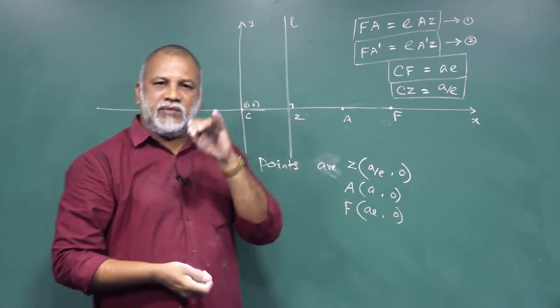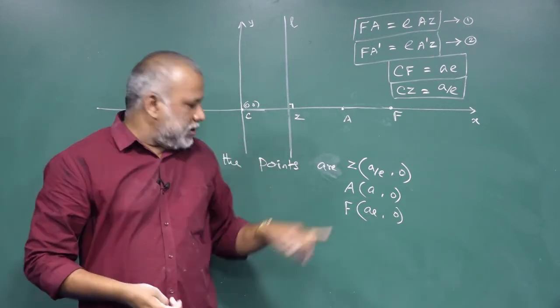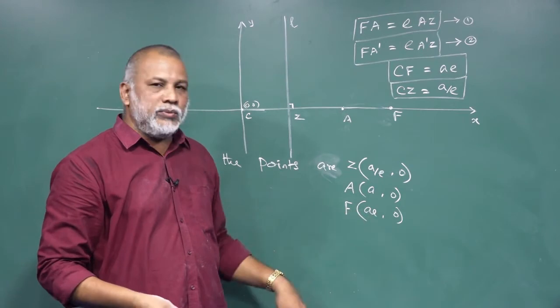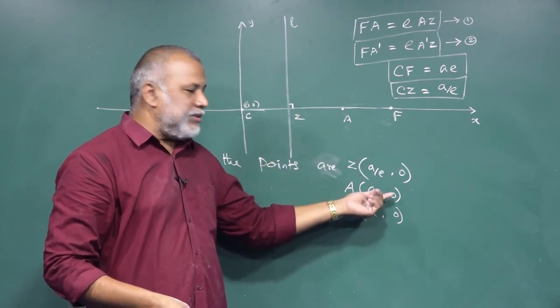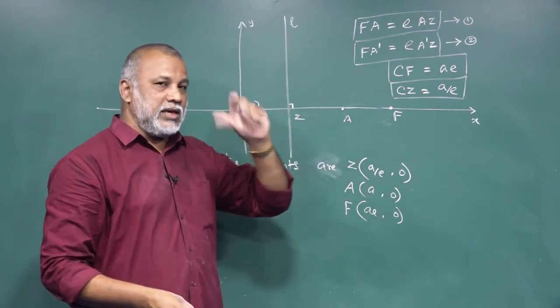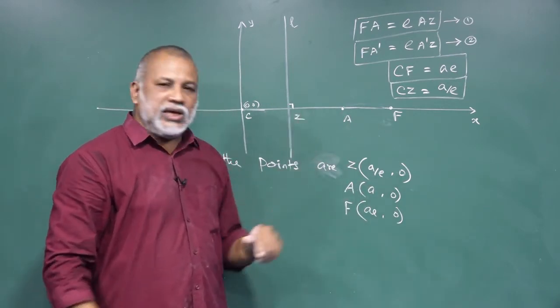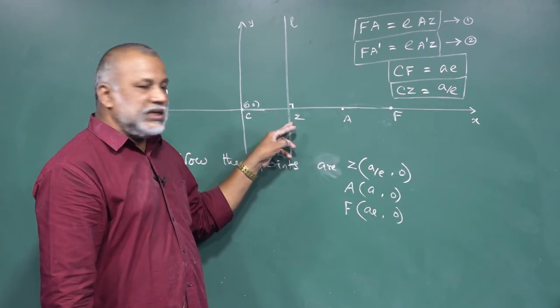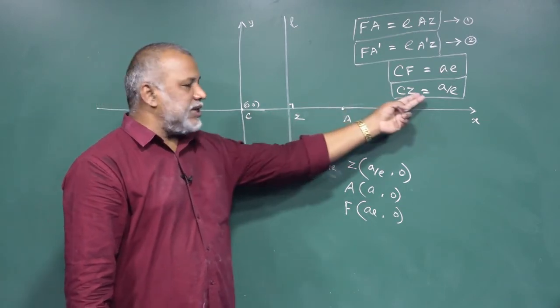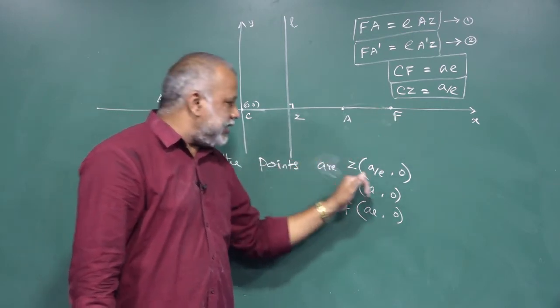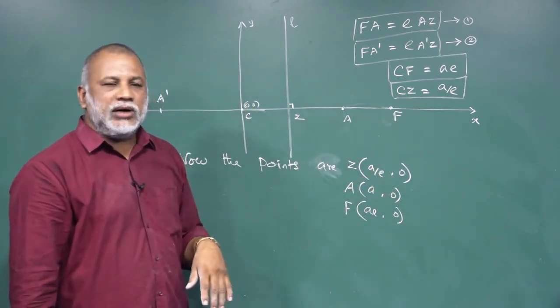So already we are giving the name F as the focus. Now we are working out F as the focus. Its value is ae comma 0. Then A is a comma 0. The reason is already we decided CA equal to small a. That means it lies on the x-axis. Now the point is a comma 0. Z is a point. CZ value is a by e. Z lies on the x-axis. Therefore the point is a by e comma 0.